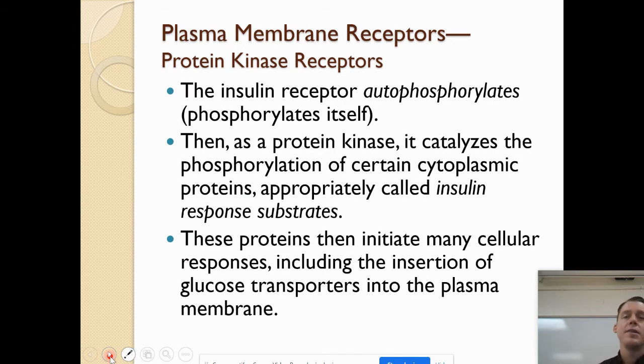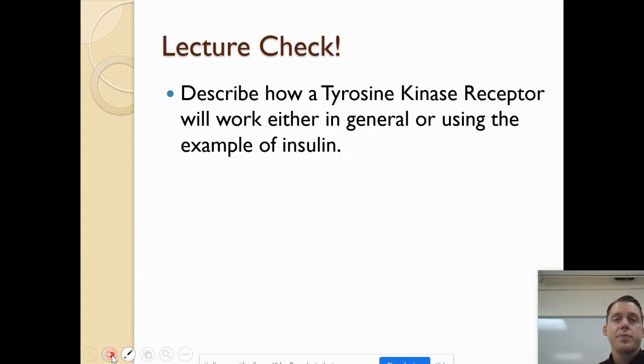All right. The insulin receptor autophosphorylates, so it phosphorylates itself. We saw that in the picture. And then it's going to catalyze the phosphorylation of a protein. These proteins may initiate many responses, including what insulin does, the insertion of glucose transporters into the plasma membrane. Remember, this brings glucose into the cell and out of the blood. So it lowers our blood glucose levels.